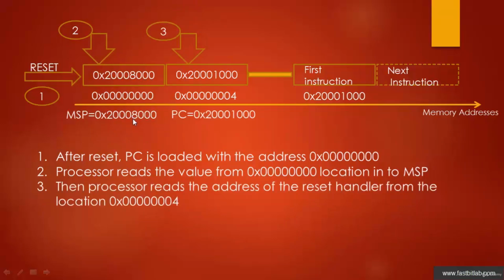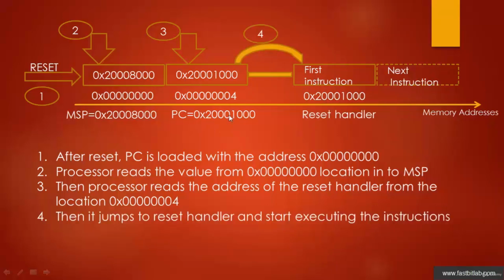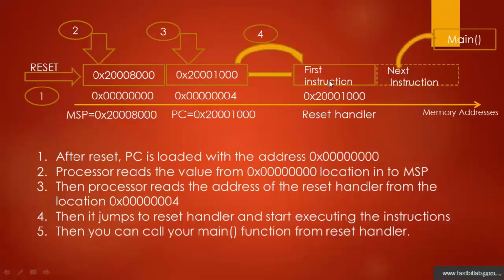Okay. Next, the processor reads the address of the reset handler from location 04. That means let's say 04 contains this value. So this value came to PC. And this is the address of the reset handler. So the reset handler, let's say, is implemented here. So this is the first instruction of the reset handler. Okay. So the processor actually jumps to this address, which happens to be the address of the reset handler, and it executes the first instruction. Okay. Then you can call your main function from the reset handler, and that's how control reaches the main.